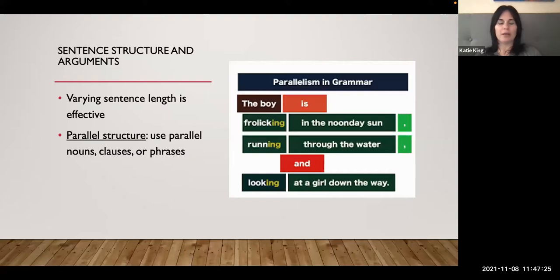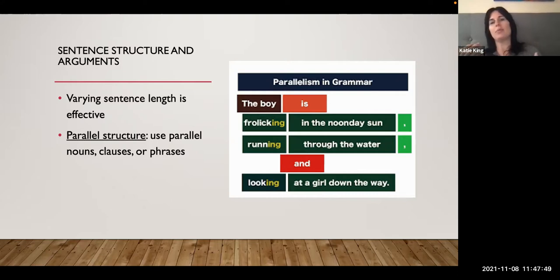And also use parallel structure. A lot of people are unfamiliar with what parallel structure is, even though we do it all the time. Parallel structure is using parallel nouns, parallel clauses, or parallel phrases in grammar. So let's look at the example to the right. The sentence is, the boy is frolicking in the noonday sun, running through the water and looking at a girl down the way. That's one sentence.